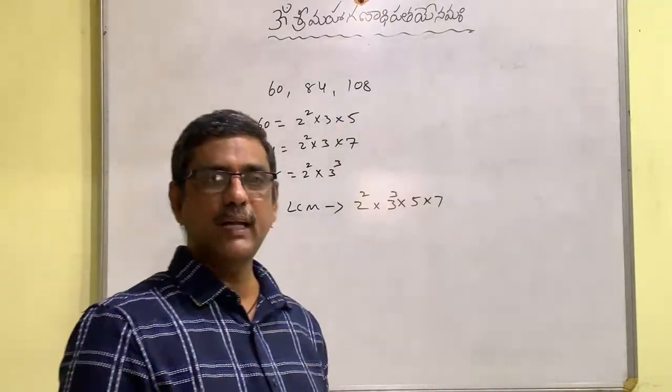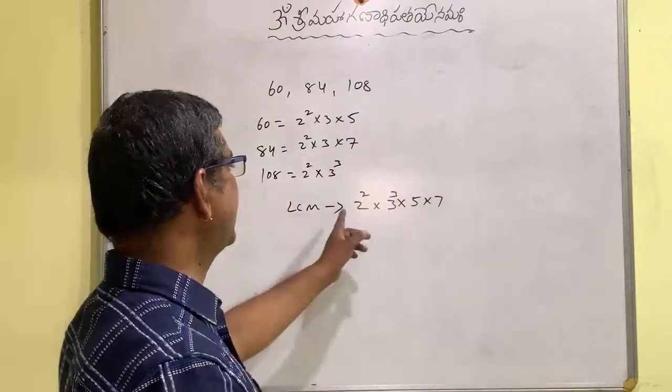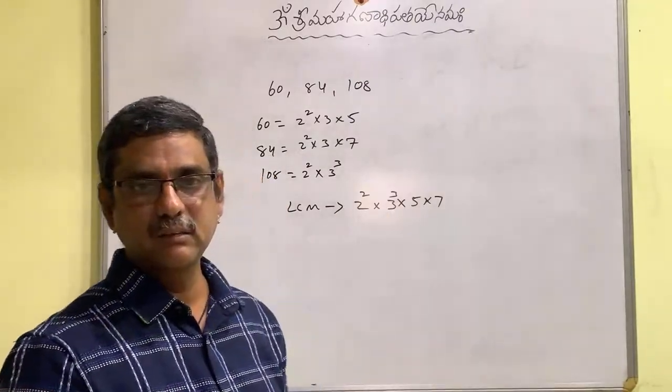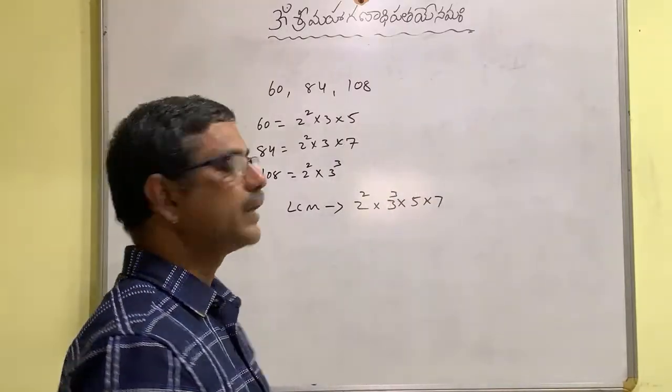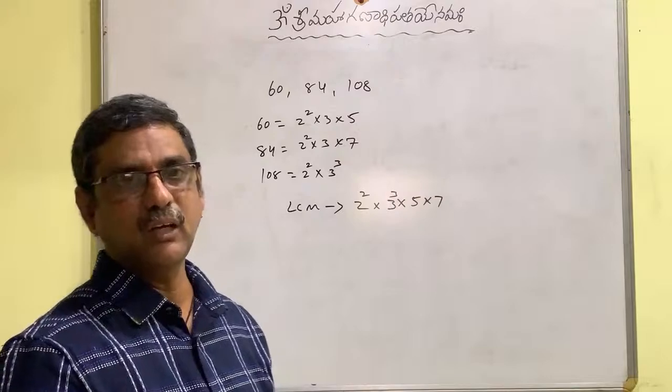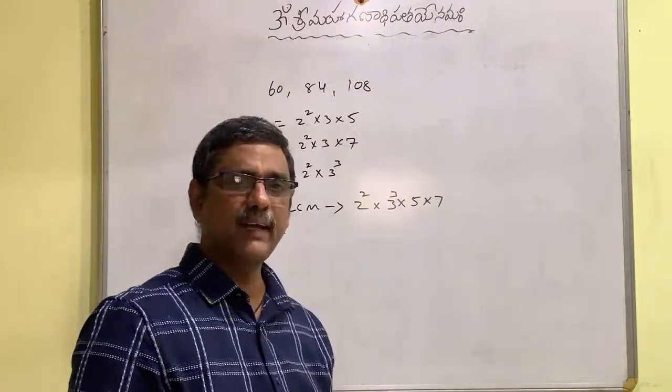So how to find out LCM? First write all the different prime factors, then take their highest powers. So 2 square into 3 cube into 5 into 7. That's all. If you want to simplify that, you can do it.